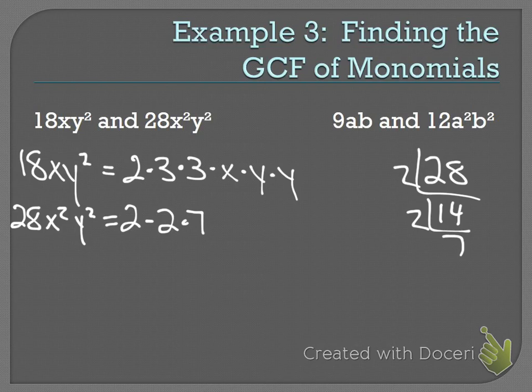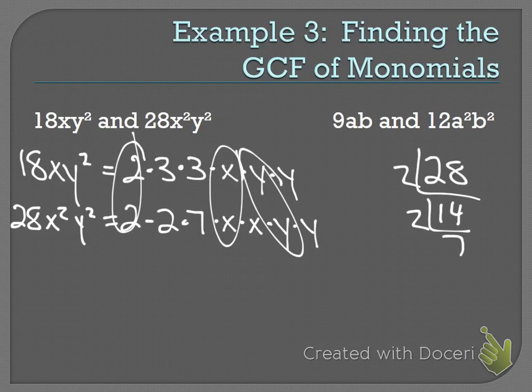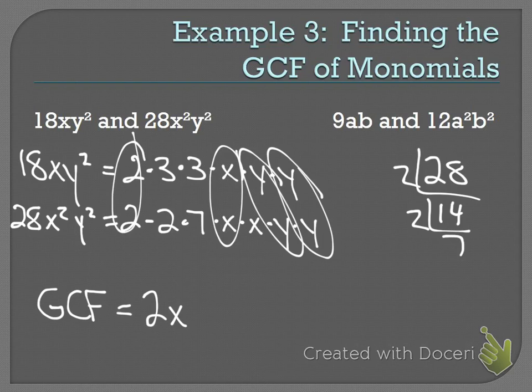How many x's? Times x, how many y's? Times y times y. And now I can circle my common factors. Any numbers? 2. Any variables? X. Any y's? How many y's? 2 y's. And now my GCF is 2xy squared. They don't necessarily have to be lined up, but it helps when you're grouping them. Okay, so GCF is 2xy squared.